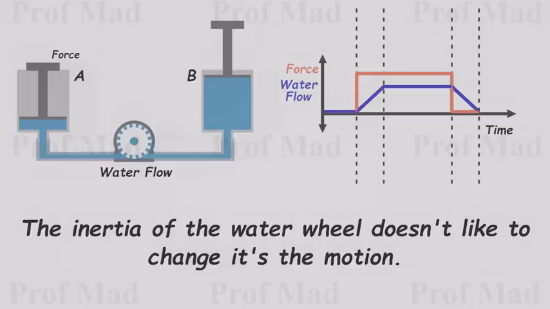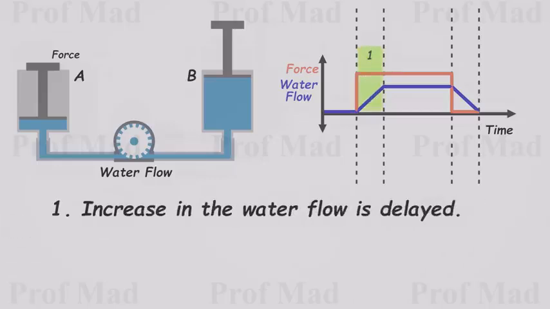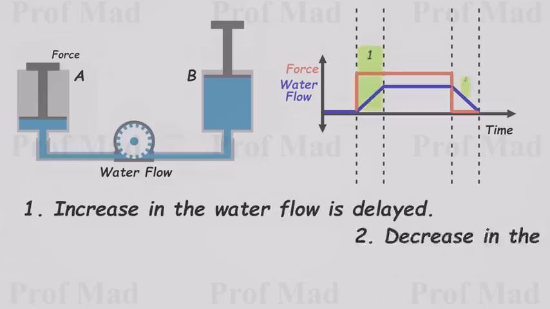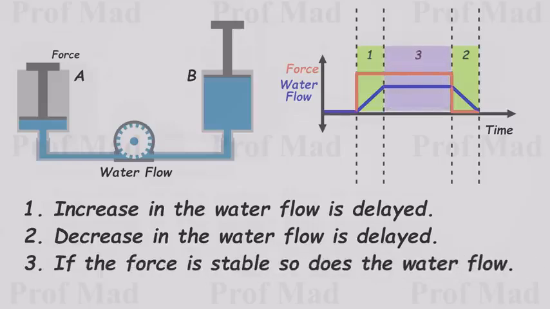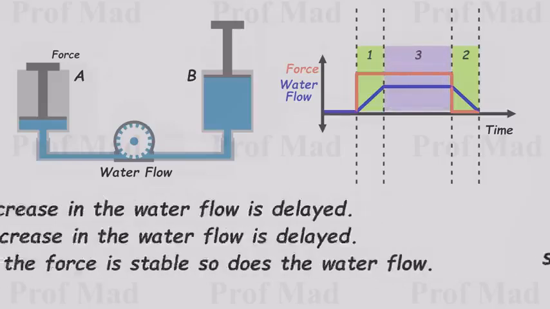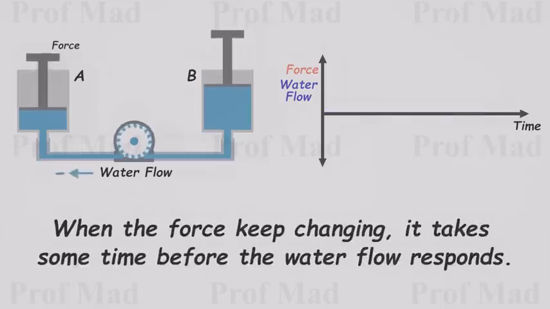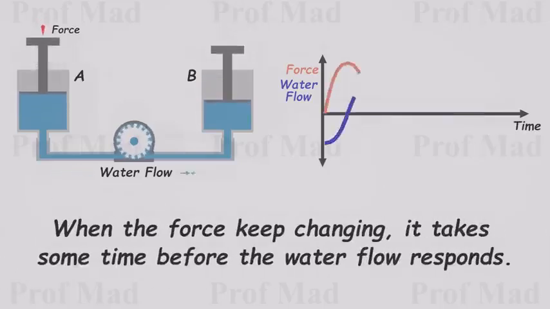From this, we observe some interesting characteristics. The water wheel delays the increase in water flow. The water wheel delays the decrease in water flow. When the force remains constant, the water wheel does not impact water flow, behaving like an ordinary pipe. When the force changes continuously, the water flow only responds after a delay.